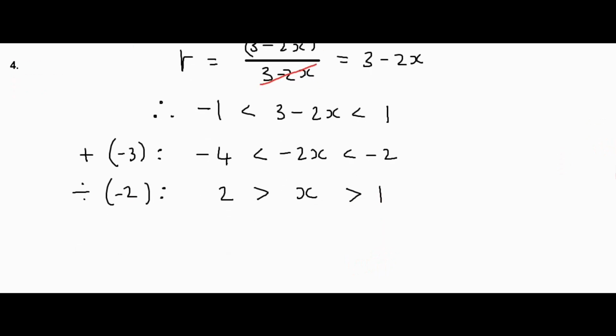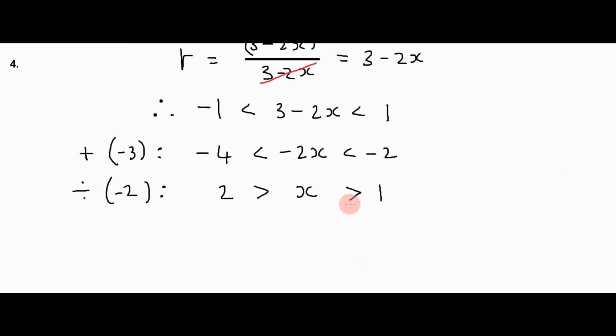Now, remember it's conventional to write a sandwiched inequality with a smaller number on the left-hand side. So we flip this inequality. So 1 less than x less than 2. So x must be greater than 1 but less than 2 for the series to converge.